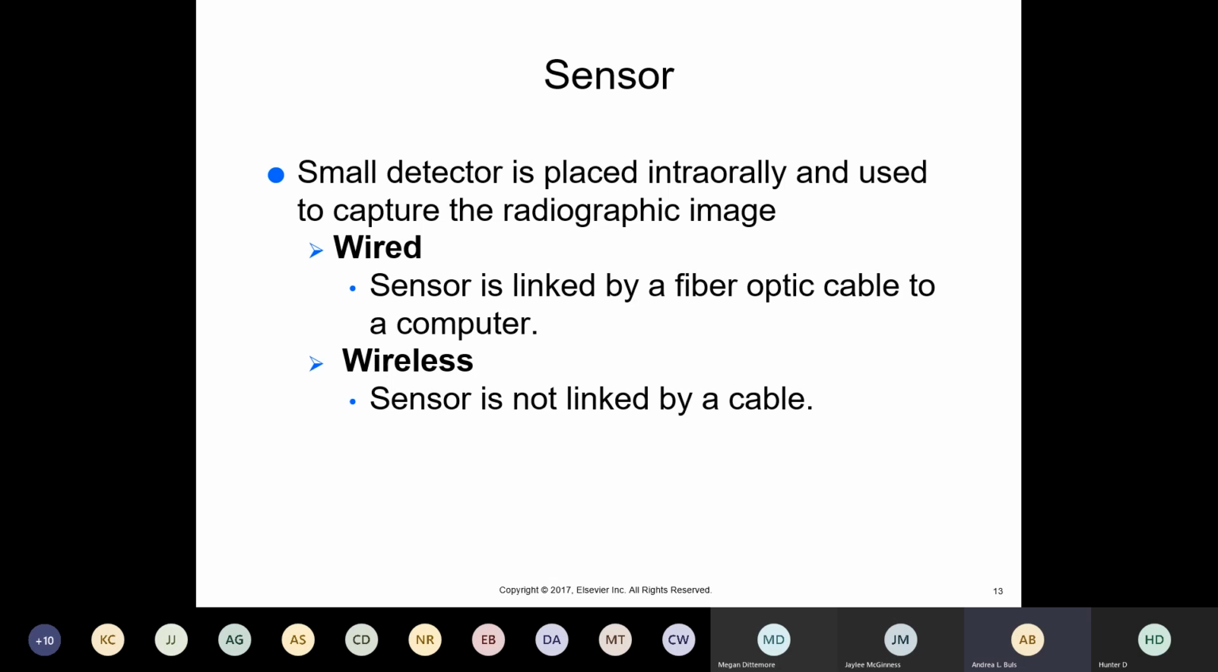Sensors can be wired or wireless. Obviously, it has a wire or it doesn't. That wire is linked by a fiber optic cable that connects that sensor to the computer. And that's what we use. That's what most offices use. And I think wireless is just kind of scary because it could be easily dropped. It could be easily lost. So I think most offices that use direct digital use a wired sensor.